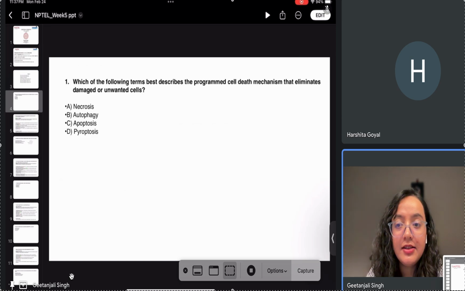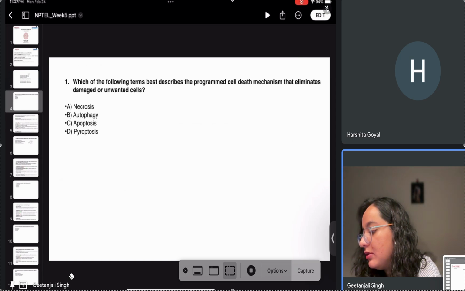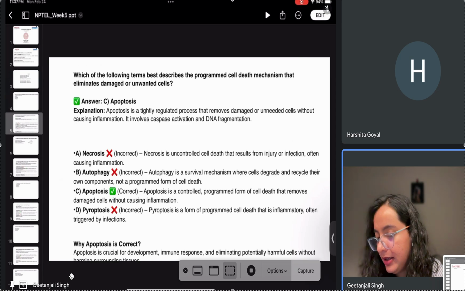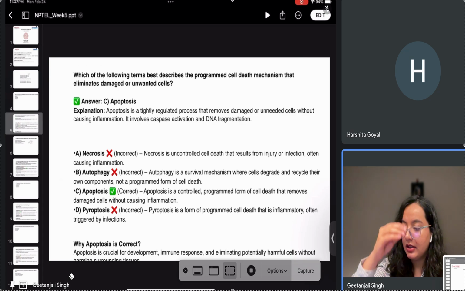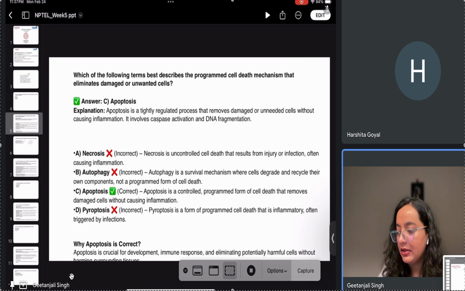The correct answer is apoptosis. This is the definition of apoptosis. So let's see what apoptosis is. It's actually a tightly regulated process that removes damaged or unneeded cells without causing inflammation. It involves caspase activation and DNA fragmentation.